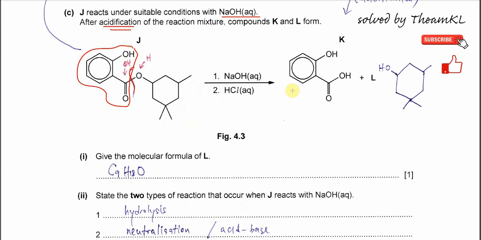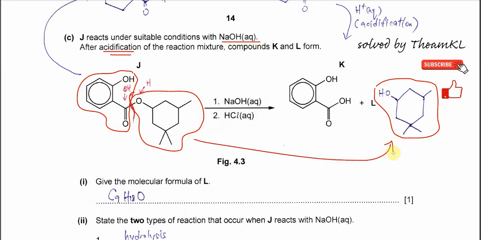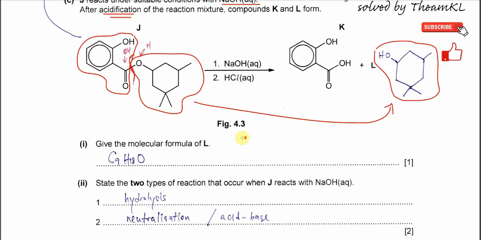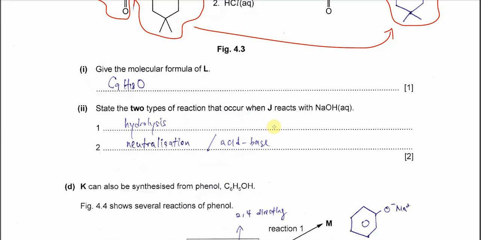Part 1, give the molecular formula of L. So L is this, yeah? Since K is already known, L is actually this one, right? So it's from this hydrolysis here. So you just give the molecular formula. So it's 9 carbon here, and 18 hydrogen and 1 oxygen. Right. Part 2, state the two types of reactions that occur when J reacts with sodium hydroxide.